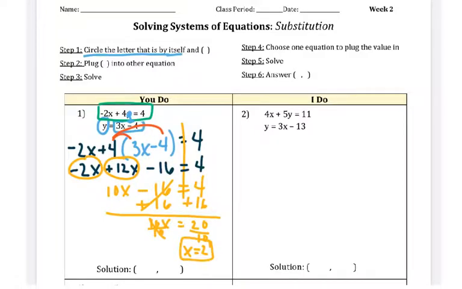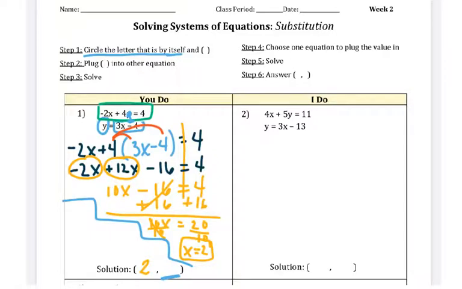So I'm going to go to my solution, which is in an ordered pair, and I'm going to write the number 2 in the x spot because x equals 2. So now what you notice is that we're not done yet because there's still this blank in the y spot. So what I'm going to do is figure out what the y value is.